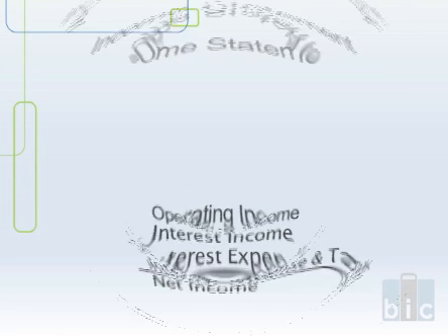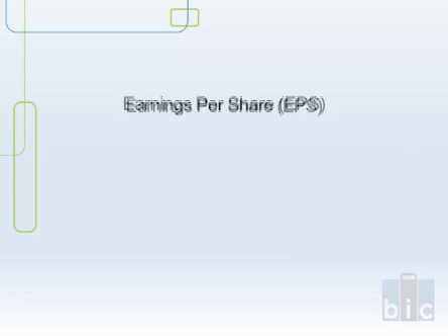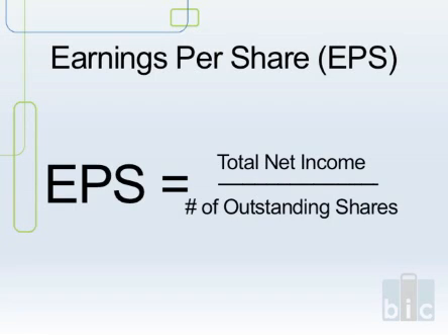Most income statements calculate earnings per share, or EPS. This tells how much money shareholders would receive for each share of stock they own if the company distributed the net income. Stated in its most simple form, the EPS equals total net income divided by the number of outstanding shares. It's time to test yourself.